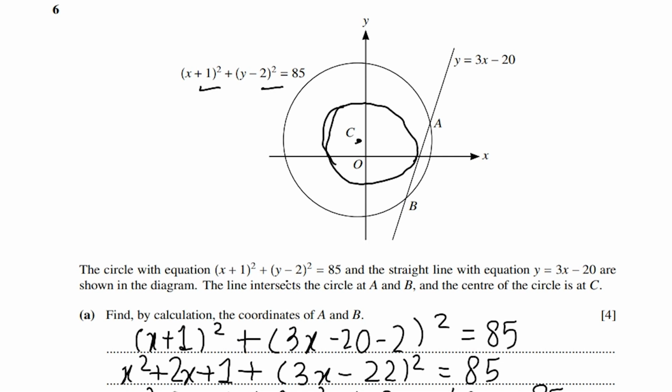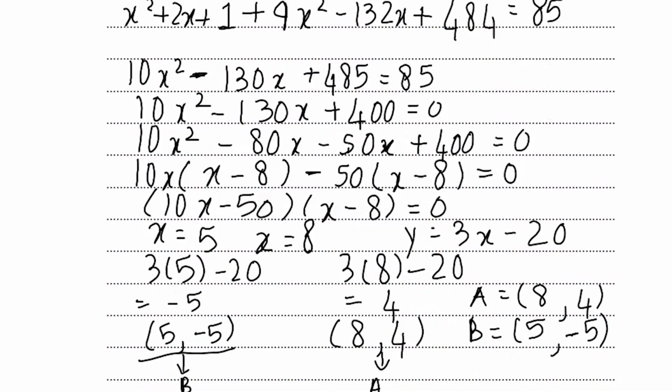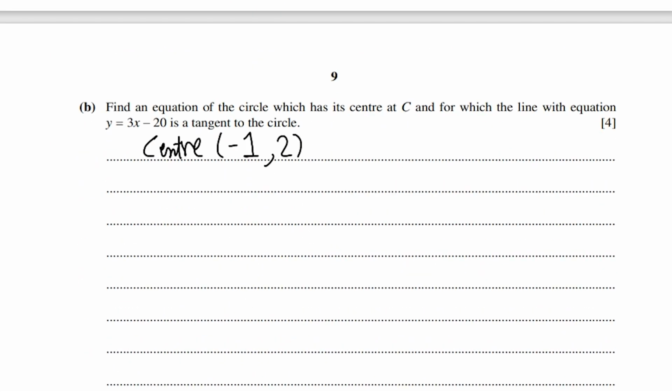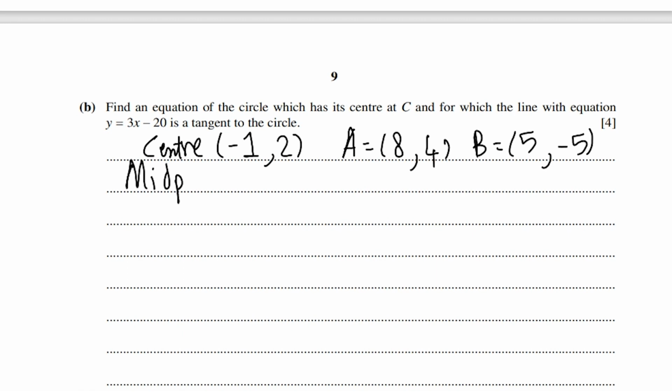Okay. So now we must find the midpoint of AB, midpoint of line AB. The coordinates of A and B are 8, 4 and 5, minus 5. Okay. So A is 8, 4. B is 5, minus 5. Now the coordinates of midpoint are 8 plus 5 is 13. 13 upon 2 is 6.5, comma 4 minus 5 is equal to minus 1, and minus 1 upon 2 is minus 0.5. So these are the coordinates of midpoint of A and B.